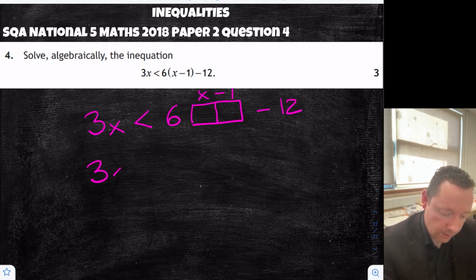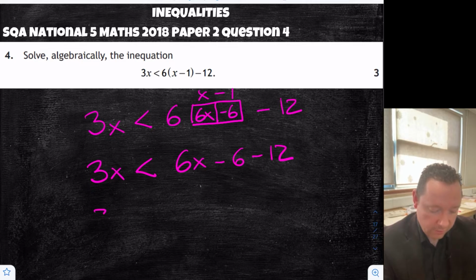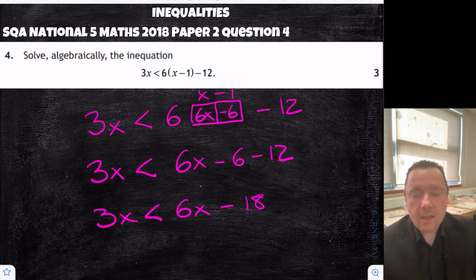So that's 3x is less than, well, 6 times x is 6x. 6 times minus 1 is minus 6. So I've got 6x minus 6 minus 12. Collecting the terms together, 3x is less than 6x minus 18.